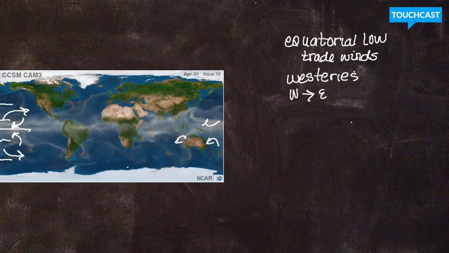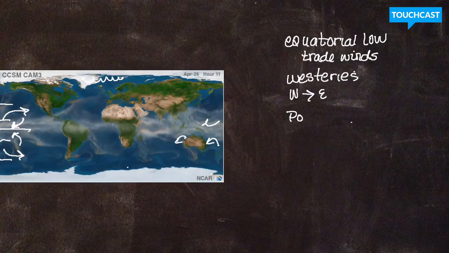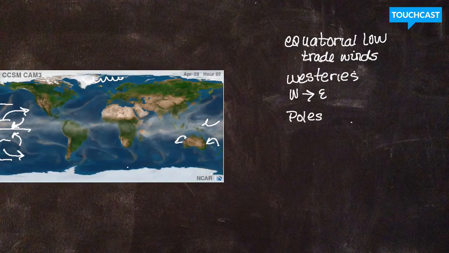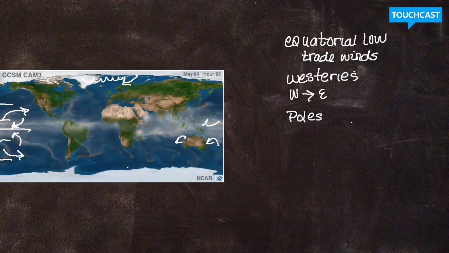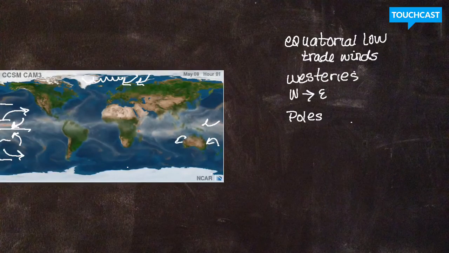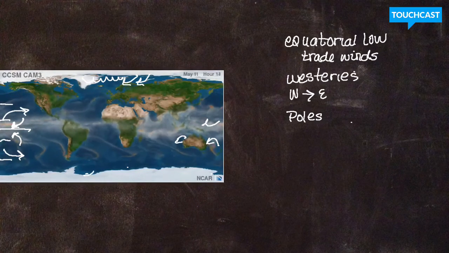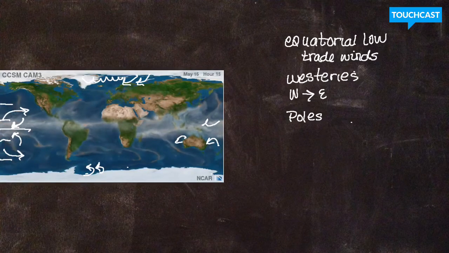And then when we get up here, we know that this air up here is cold because we're at the poles. And we can't really see these winds very well, but these winds are going to flow easterly. So they're going to come back here and blow easterly because they're cold.